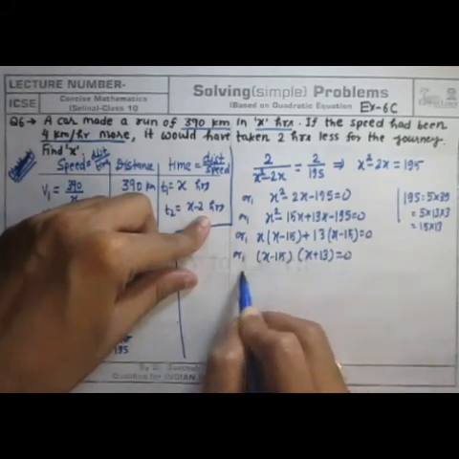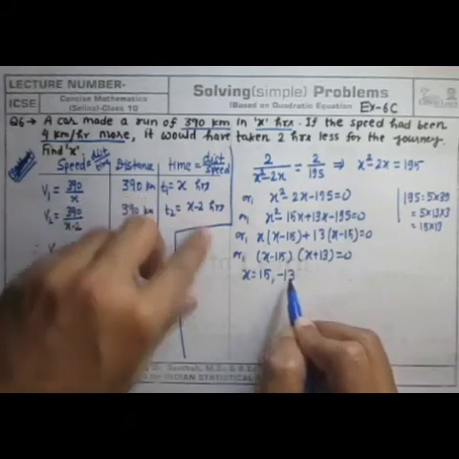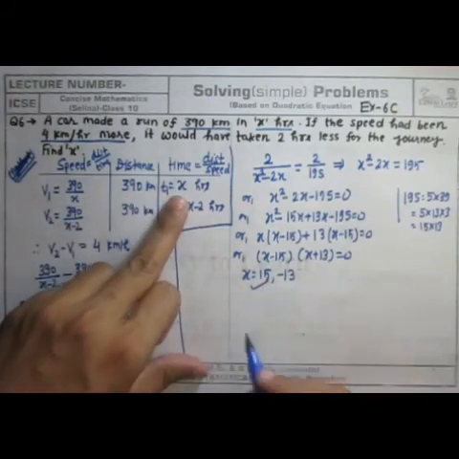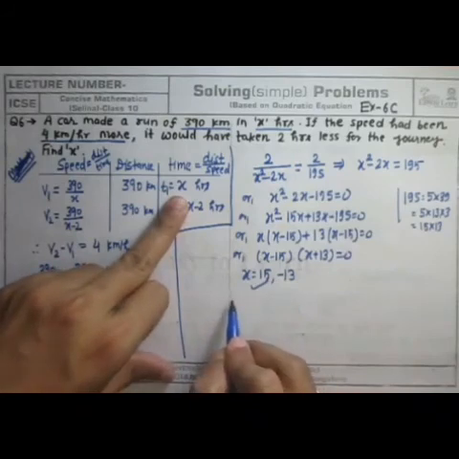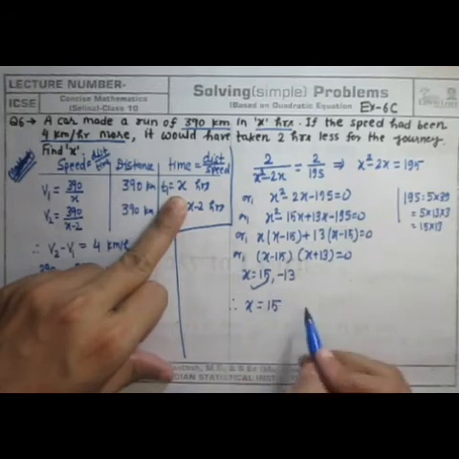So from here you will get x is equal to 15, and from here you will get x is equal to minus 13, because x is a time, so time cannot be negative, so you will take this value only. Therefore the value of x is 15. Clear? This is the answer.